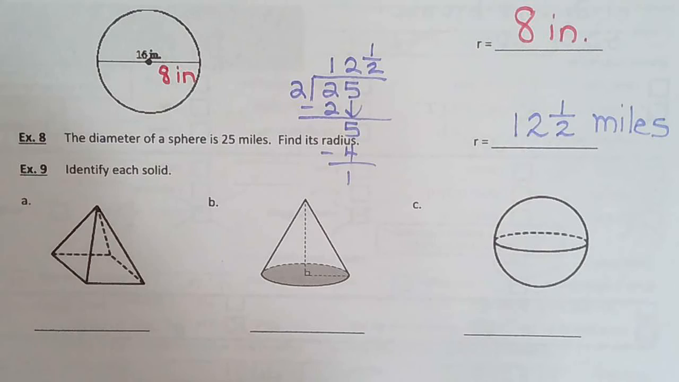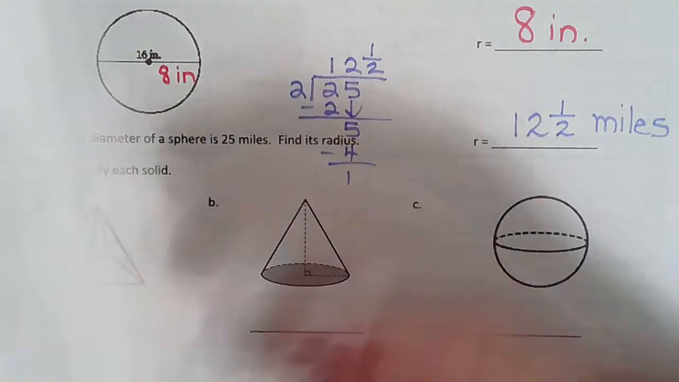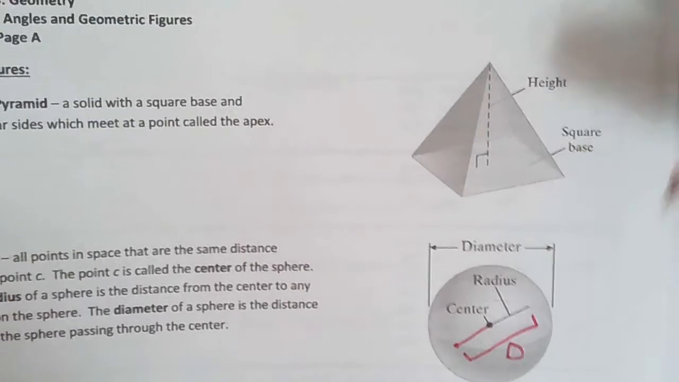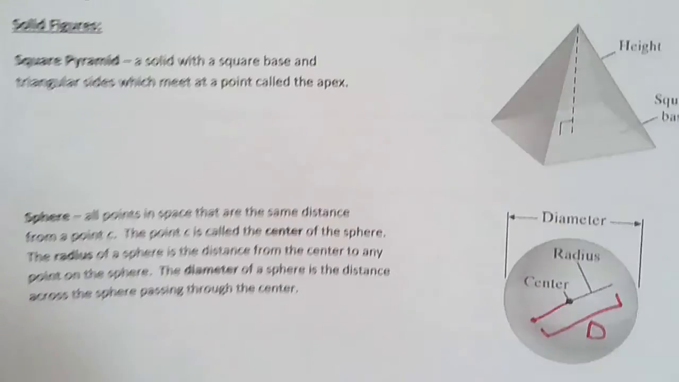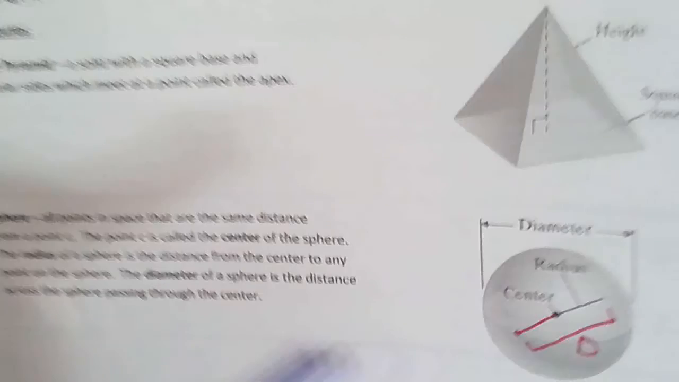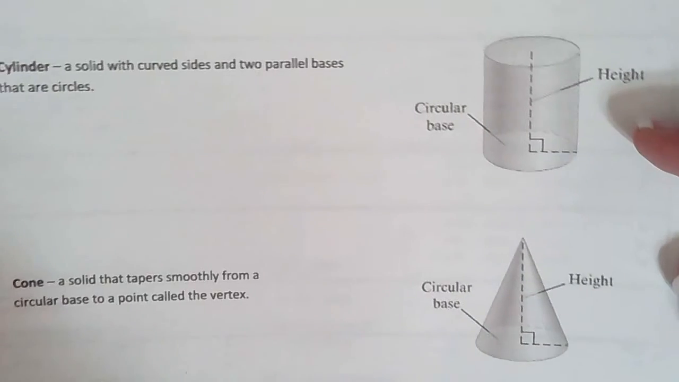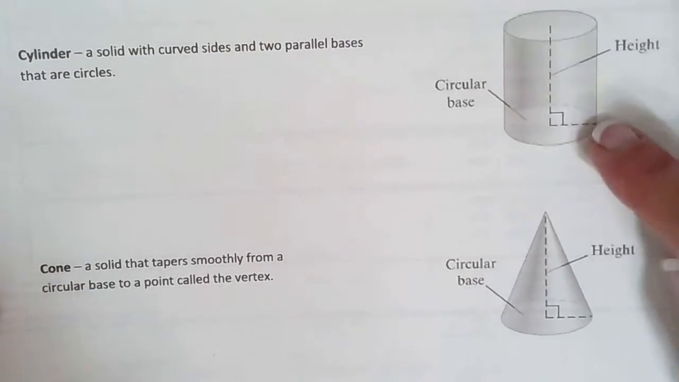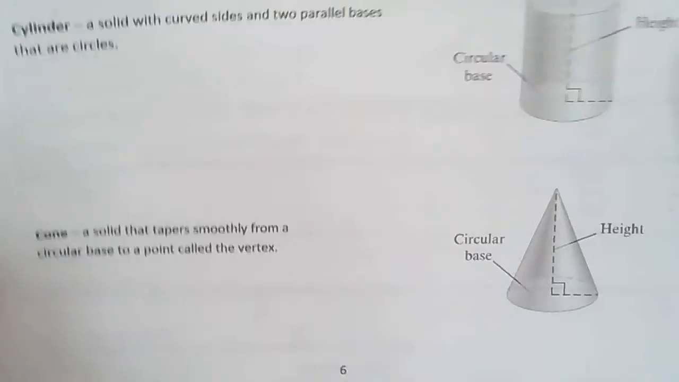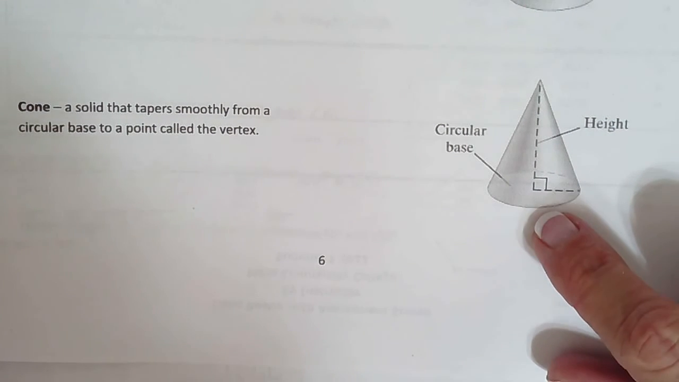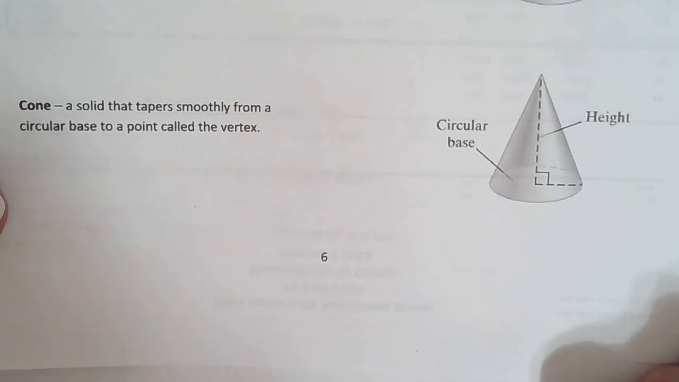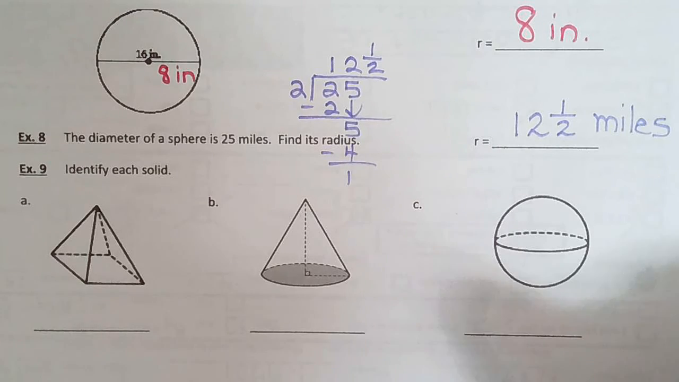Identify each solid. So you may want to turn to page 6 in your glossary and you can see. The one with the square base and the point is called a square pyramid. We already talked about a sphere. That's like a soccer ball. We already talked about the can of soup. That's called a cylinder. And then I think everybody knows the ice cream cone. So the cone shaped.